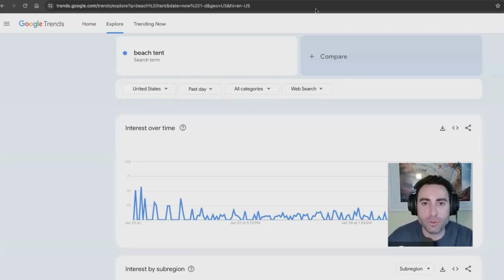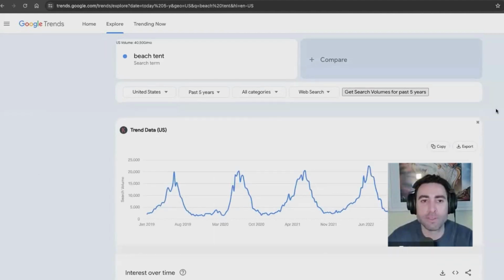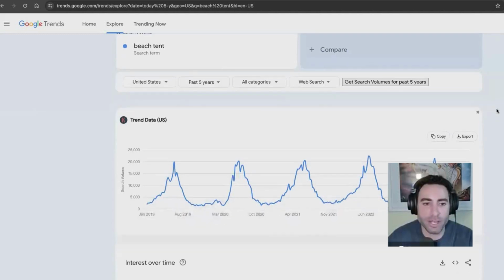But what we want to do is we want to change this, right? We don't want that past day. We want to change that to the past 5 years. So let's go to past day. We're going to go to past 5 years. Right, and this is going to give us basically the interest over time for this particular type of product.